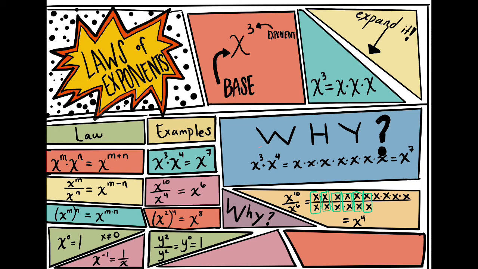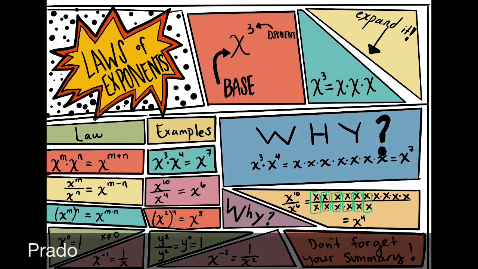Anyways, the last 2 rules are x to the power of 0 is equal to 1, and x to the negative 1 is a fraction, 1 over x. So those are all of our laws of exponents.